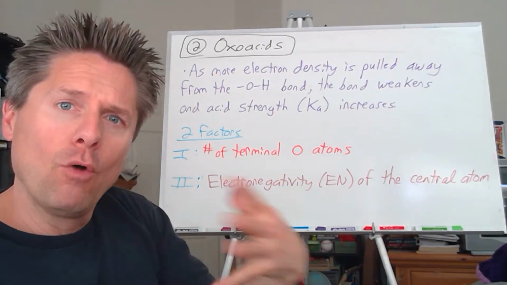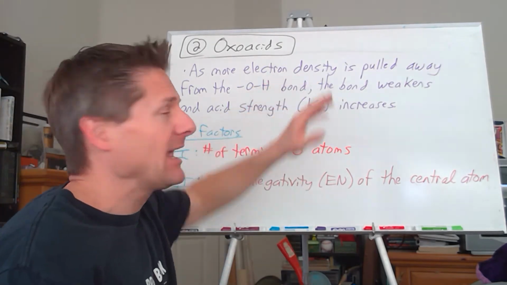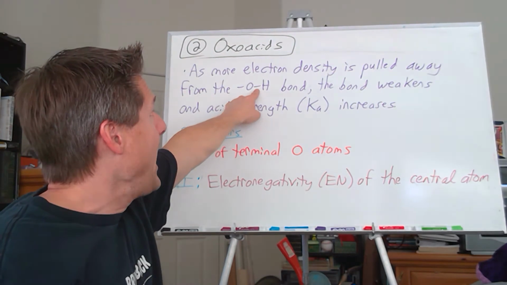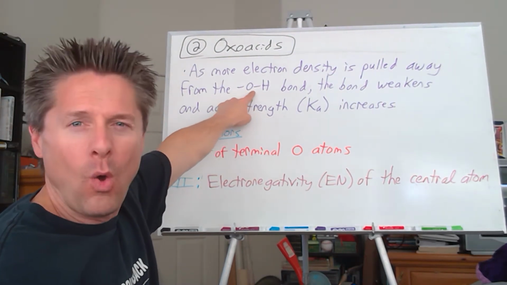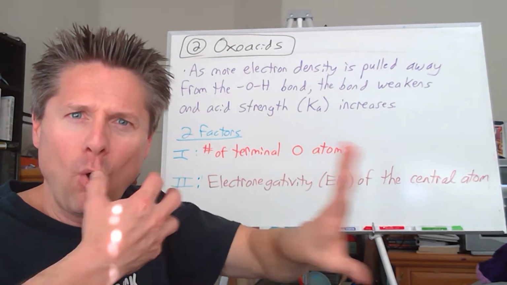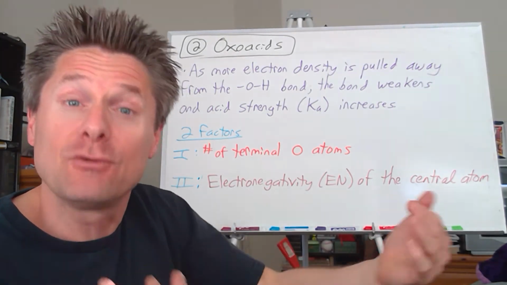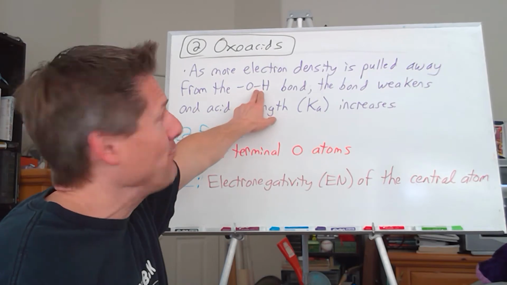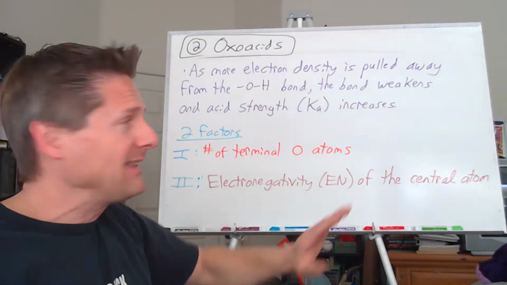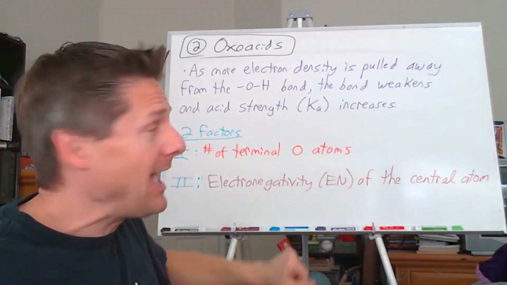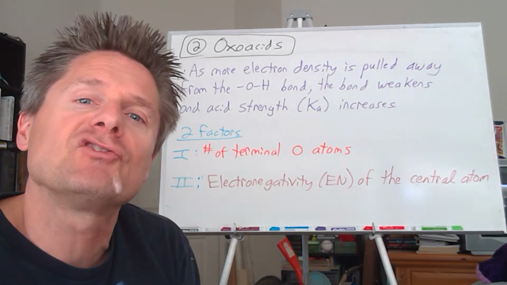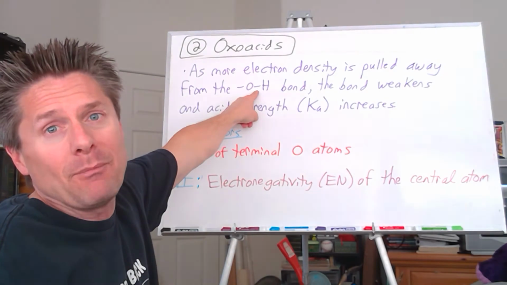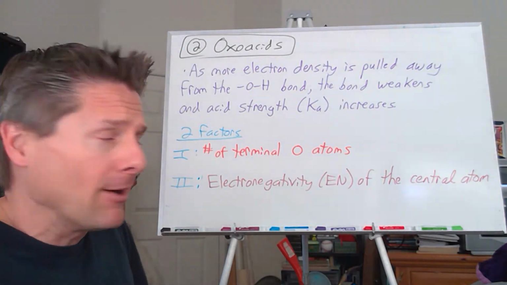The main overall gist of this is, you've got this OH bond, right? The hydrogen's bonded to an oxygen atom. As electron density is pulled away from that bond, the bond polarizes and weakens, makes it easier to pop off, easier to ionize, and increases the acid strength. So we have to look at the factors that pull electron density away from that. It's going to get a little more organic here.